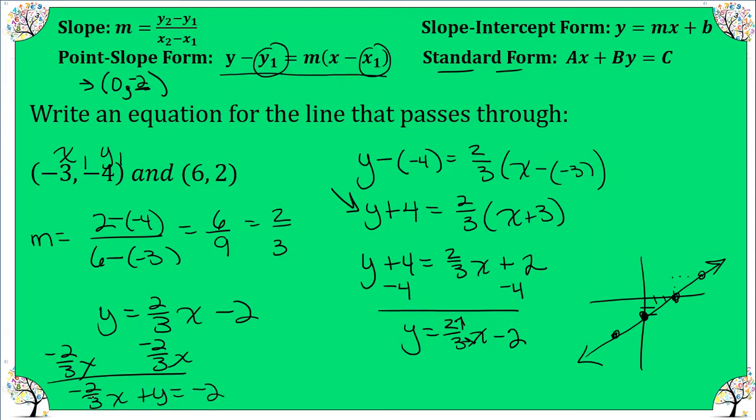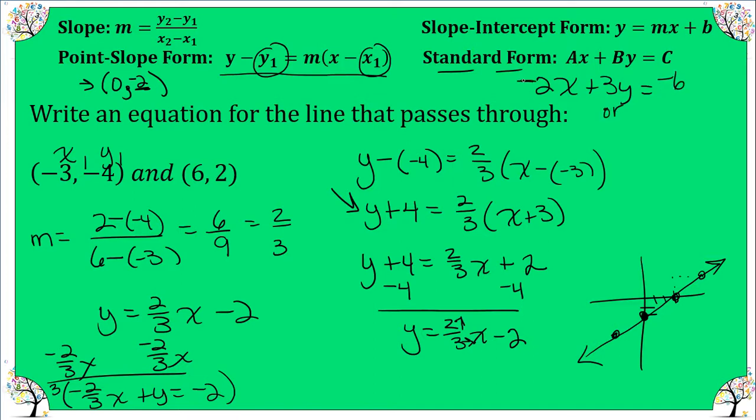Now we can't leave this 2 over 3 as a fraction. It must be an integer. So I'm going to multiply through by the least common multiple of 3. So I'm going to write my equation up here. When I multiply by 3, I get -2x plus 3y equals -6.